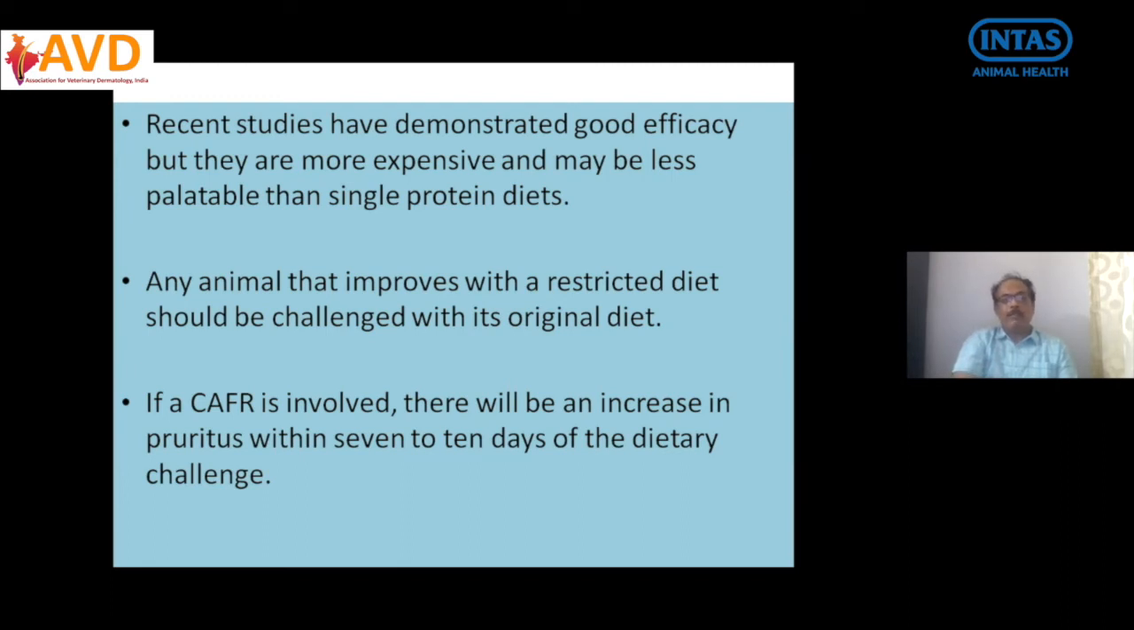Any animal that improves with a restricted diet can be challenged with the original diet. One by one, you can introduce the original dietary ingredients, and you can look for the presence of pruritus. And if it is so, you can identify the specific agent causing food allergy. If a CFR is involved, there will be an increase in the pruritus within 7 to 10 days of the dietary challenge. So it's a time-consuming process, and it's very difficult to diagnose the condition also.